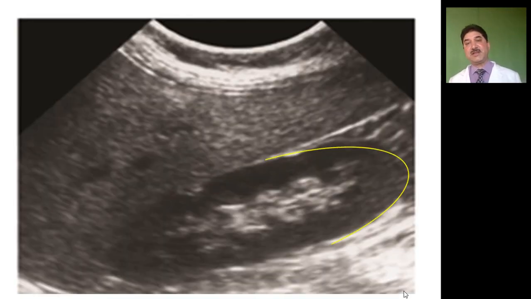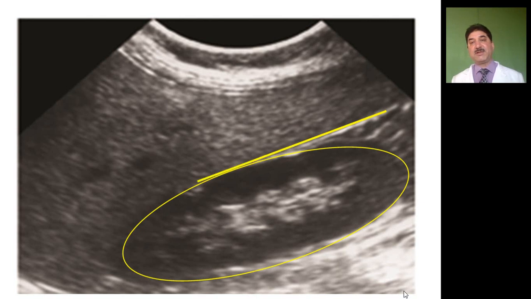Now in this section we can see the right kidney in longitudinal section, and the right lobe of the liver. At the interface between the two is a glistening surface. This glistening surface is the hepatorenal pouch of Morrison. The kidney is divided into cortex and medulla. The outer cortex is hypoechogenic, and the medulla is hyperechogenic.